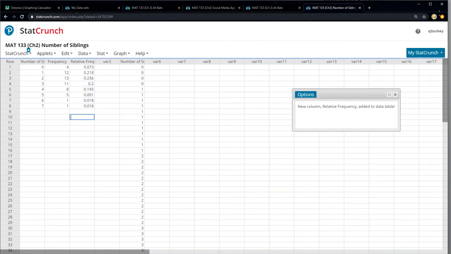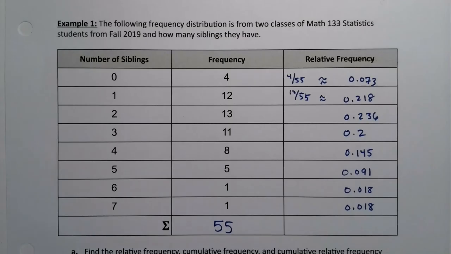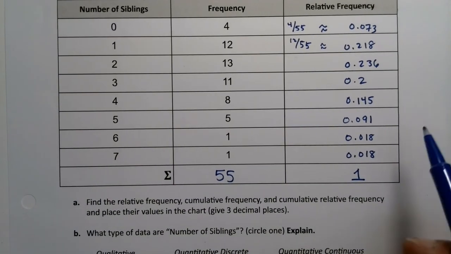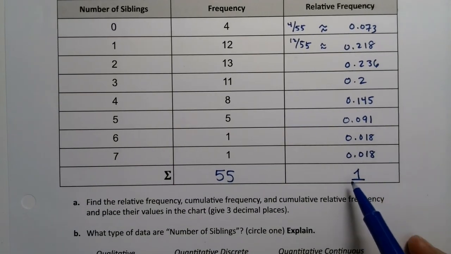All right, so I can write all those decimals. So it's 0.073, 0.218, 0.236, 0.2. And again, you could find all of these with a calculator if you wanted to. It's just not as fast. And 0.018 and 0.018. And of course, that relative frequency column should sum to 1. If it made 0.999, it's not the end of our world, but it should make 1.